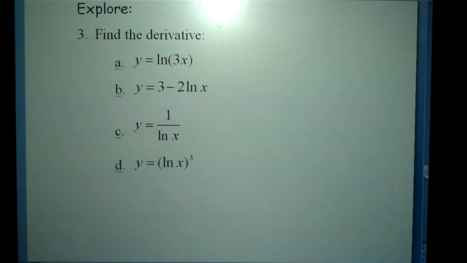So for example 3, we're dealing with natural log. Remember that the derivative of natural log of x is 1 over x, and then we need to use the chain rule if there's any stuff that we're doing the natural log of.